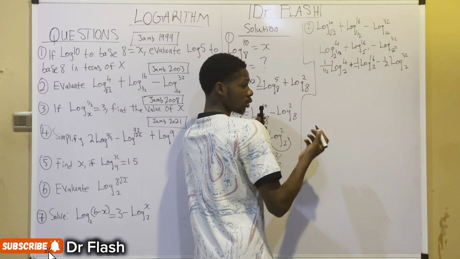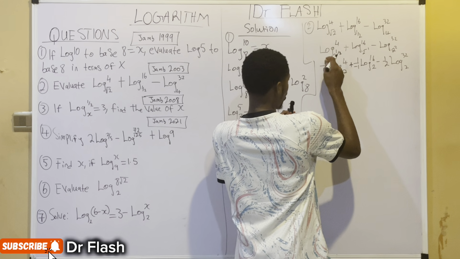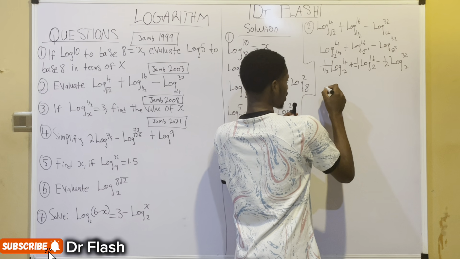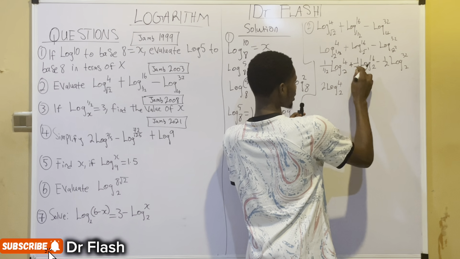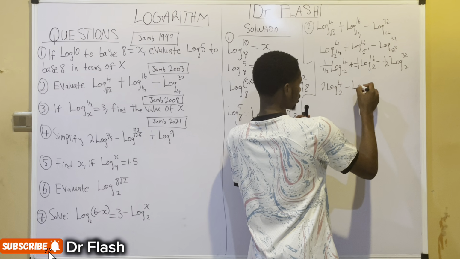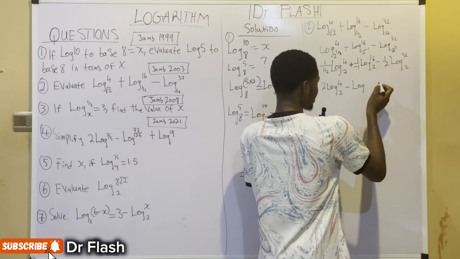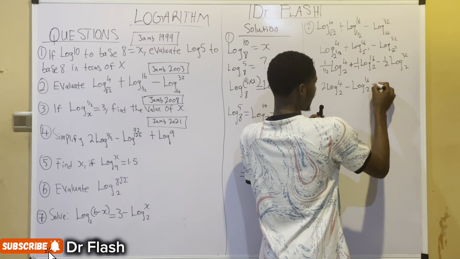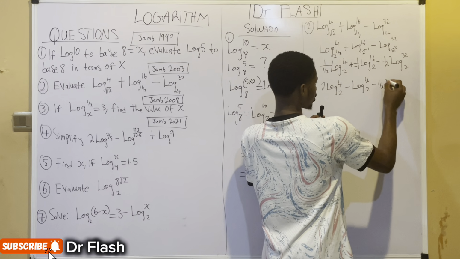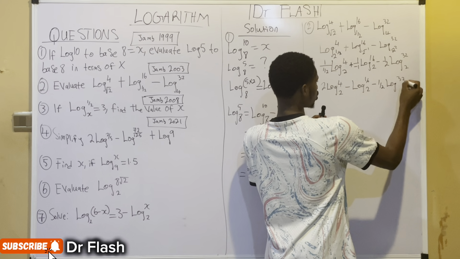Now let's simplify the numbers at the back. 1 over 1 over 2 is 2, so we're going to have 2 log 4 base 2. Plus times minus is minus, so you have minus log, since it's 1 there, we don't need to write the 1, 16 base 2, minus 1 over 2 log 32 base 2.